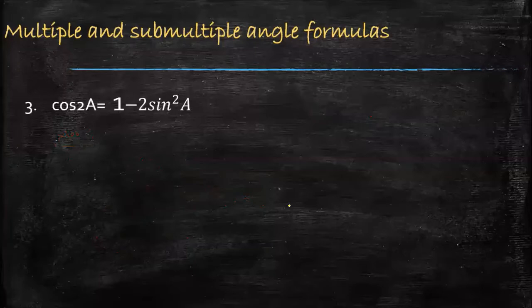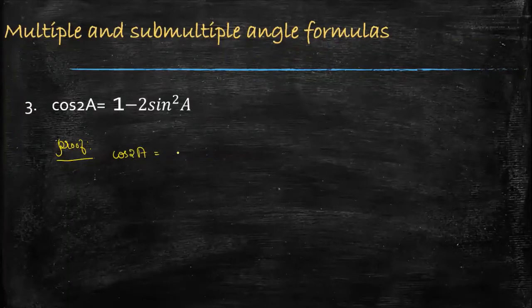The third formula we are going to prove is this. Another formula for cos 2A: cos 2A is equal to 1 minus sin square A. Let me prove this. Now for cos 2A, I already have a formula. Which formula have I proved already?